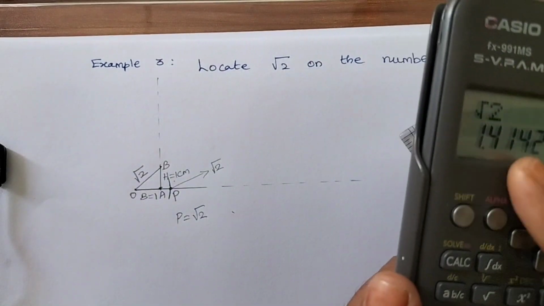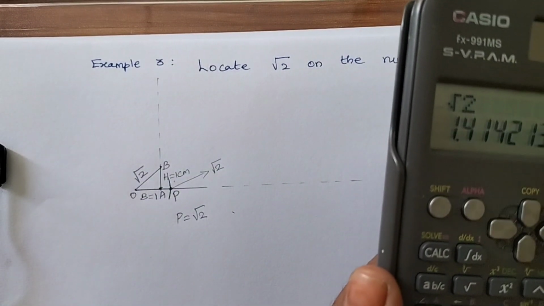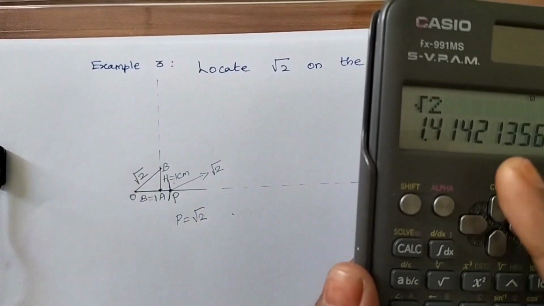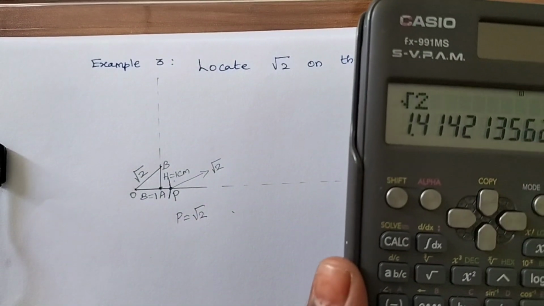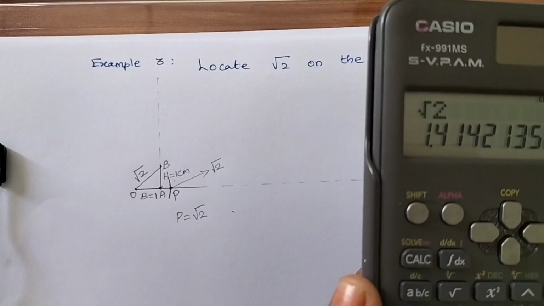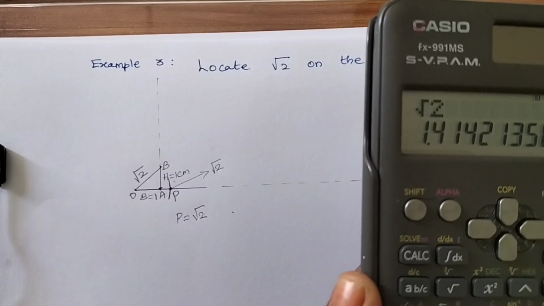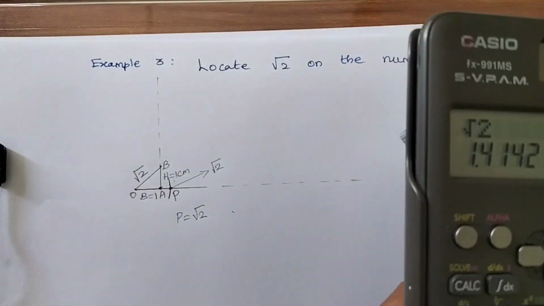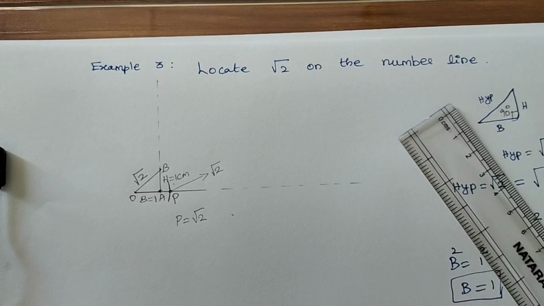It is never ending as well as non-repeating. Hence root 2 is nothing but an irrational number. This type of irrational number we cannot mention as p by q, as we do with a rational number. So the only easy format to represent root 2 is by using the Pythagoras theorem.